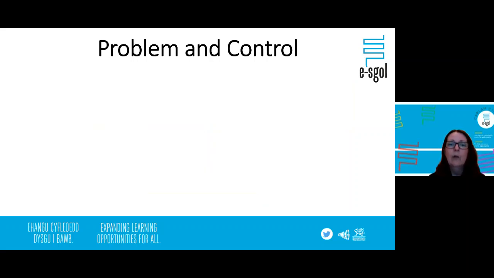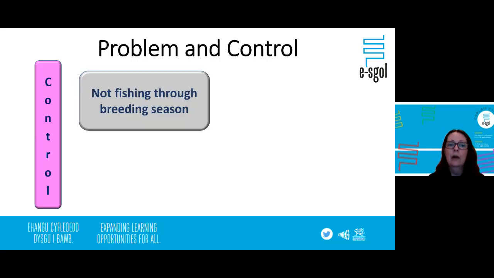So let's look at what we can do to control some of these issues that we've just mentioned to do with fishing. And again, this is an idea where you look at the problem, look at the control measure and marry them up so that you've got an argument for the pros and cons of this and what we can do to manage this situation. So what can we do to control fishing?